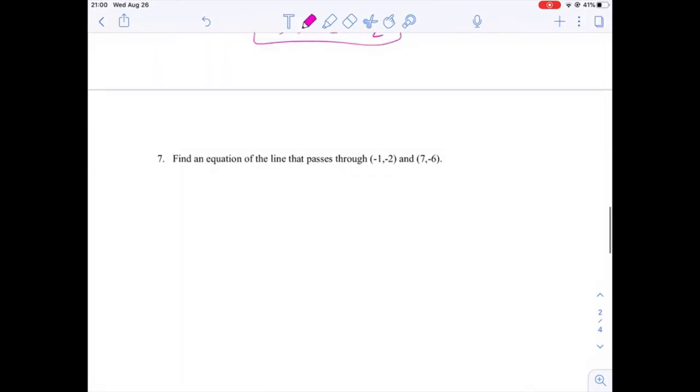Now we want to find the equation of the line that passes through 2 points. We are not given the slope, so we need to find the slope. To find the slope, we apply y2 minus y1 over x2 minus x1. But what is x1, y1? What is x2, y2? So this is x1, y1. This is x2, y2. So we write -6 minus -2 over 7 minus -1. And that is equal to -6 plus 2 is -4, over 7 plus 1 is 8. That is -1/2. So the slope is -1/2.